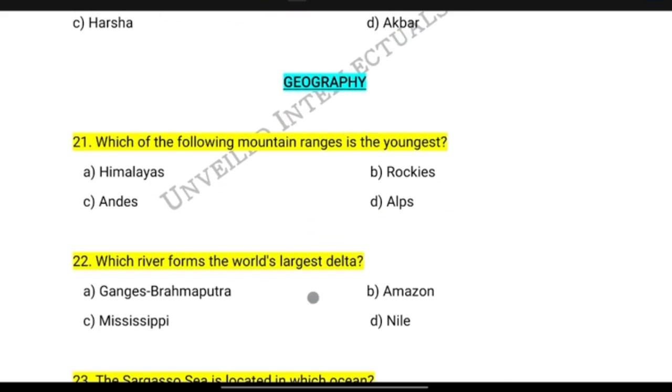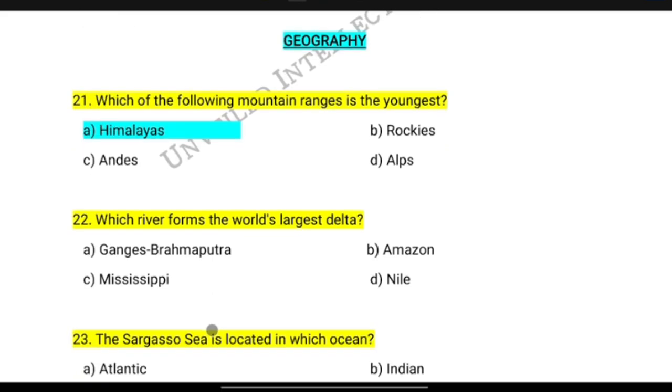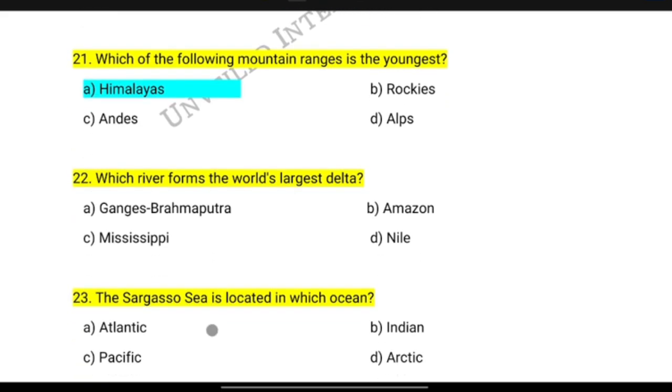Which of the following mountain ranges is the youngest? Answer. A. Himalayas. Explanation. The Himalayas are geologically the youngest mountain range, formed by the collision of the Indian and Eurasian tectonic plates. 22. Which river forms the world's largest delta?